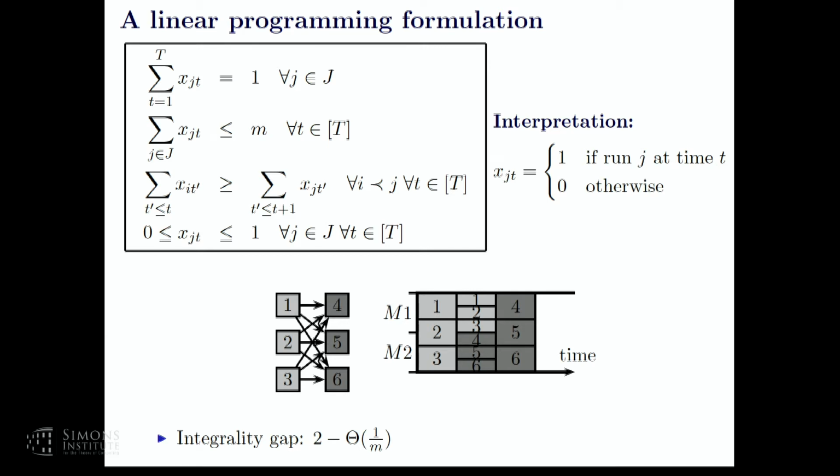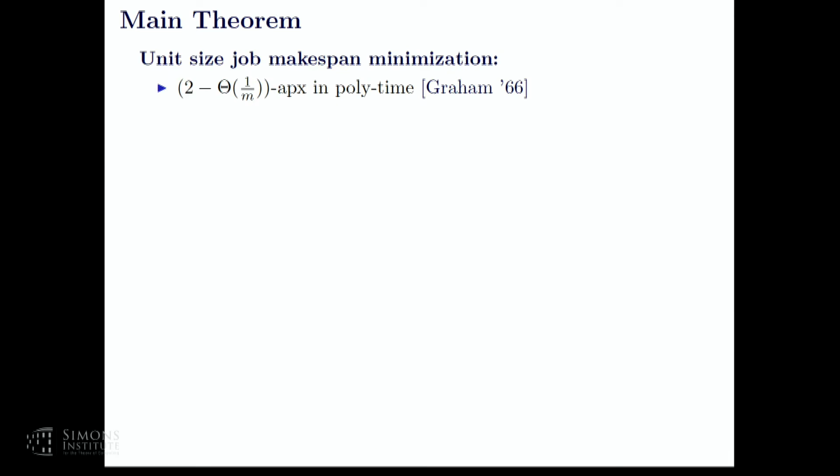So, okay, there is a gap between 2 time units versus 1 plus 1 over m time units. So this is basically, again, that 2 minus some constant over m gap. So also the LP is not going to do better. Okay, so a little bit of bad news.